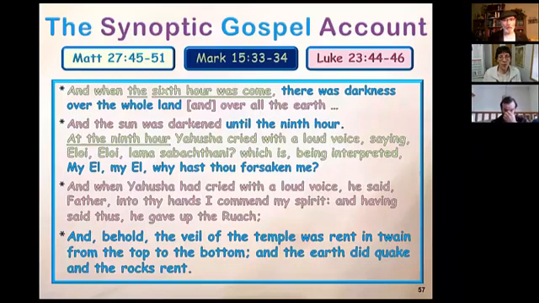And when the 6th hour was come, there was darkness over the whole land, and then Luke tells you, over all the earth. He adds that piece of detail. And the sun was darkened until the 9th hour. At the 9th hour, Yahusha cried with a loud voice, saying, Eloi, Eloi, lama sabachthani, which is being interpreted, my El, why hast thou forsaken me? And when Yahusha had cried with a loud voice, he said, Father, into thy hands I commend my spirit. And having said thus, he gave up the Ruach. And behold, the veil of the temple was rent in twain from the top to the bottom, and the earth did quake, and the rocks did rent. That's basically what you'll get out of those 3 portions of Scripture when you put all the verses together.